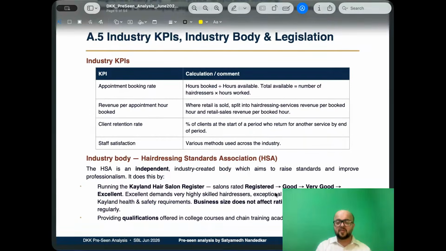Then staff satisfaction, various methods used across the industry, but this is a big lie, by the way. You have all these great place to work surveys, they are all rigged, by the way, but okay, at least you can put a certificate out there.